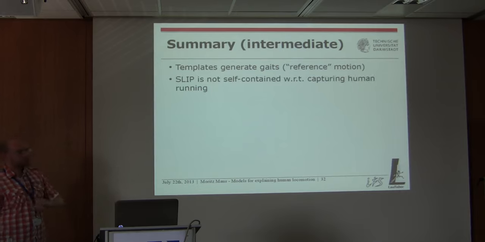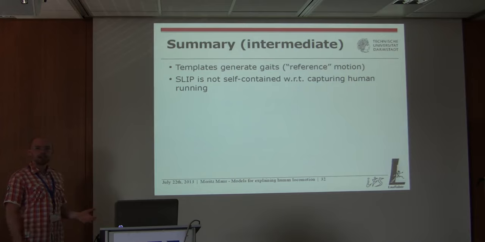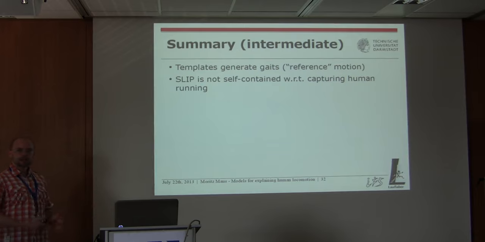Okay, so an intermediate summary of the templates is, first of all, what I didn't mention explicitly is that templates do generate gaits. So instead of just saying, okay, this is your reference limit cycle, we have a reference gait. We could adapt our parameters, get a slightly different gait. The limit cycle itself is an output of the dynamical system, it's not predefined.